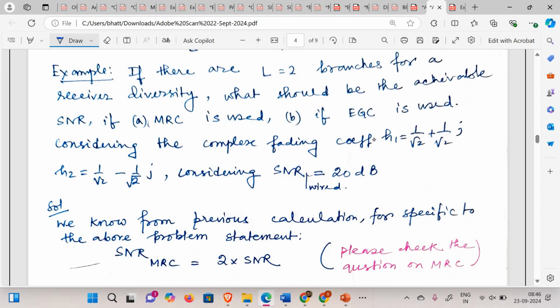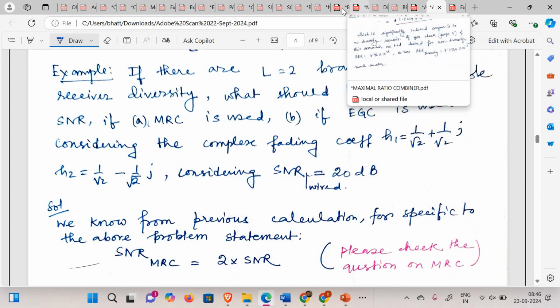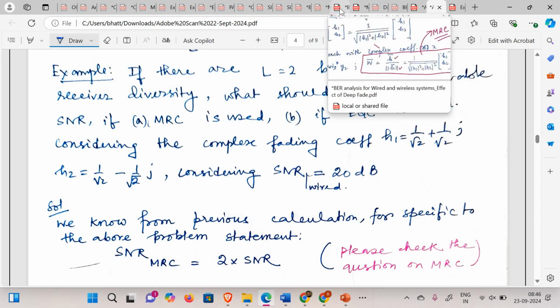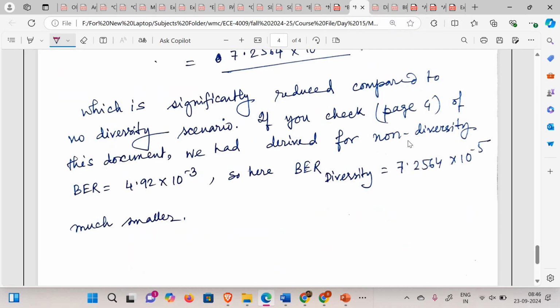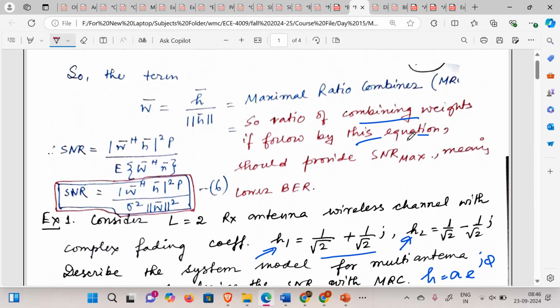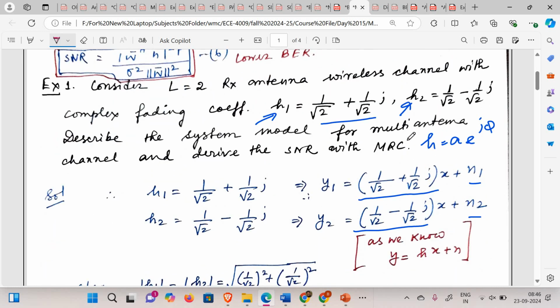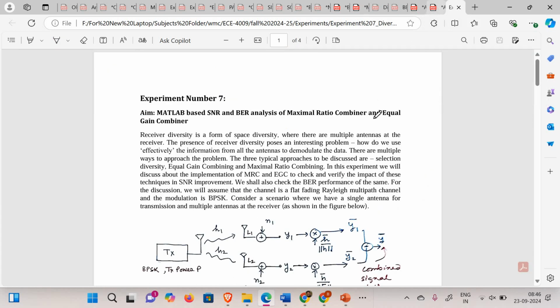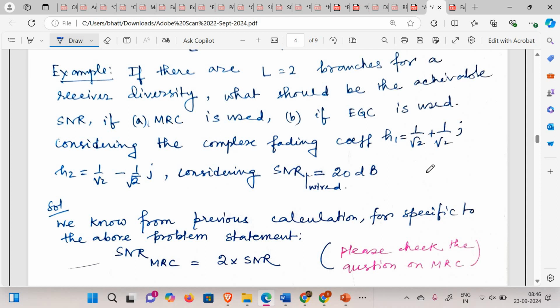If you go back to the previous day's question, I think it is over here. If you remember this question, we had already solved it in last day's class, taking H1 as 1 by square root 2 plus H, this expression. The same question, but now we are trying to achieve it in terms of EGC. The H1s and H2s are given over here, and the SNR is given as 20 dB. The question is to find the achievable SNR with respect to MRC and compare it with EGC. How much is it relatable? That is what the question is.